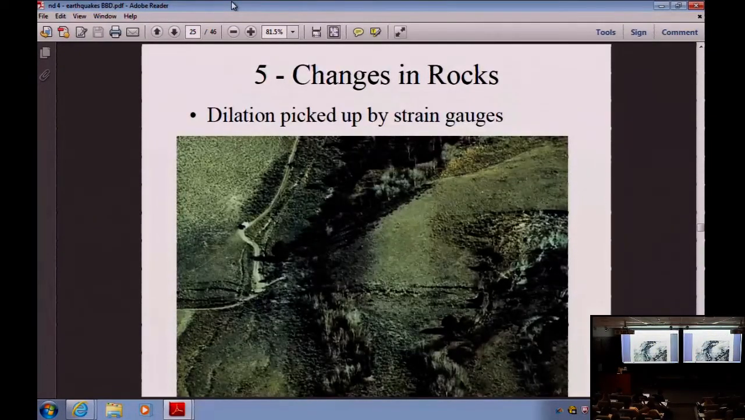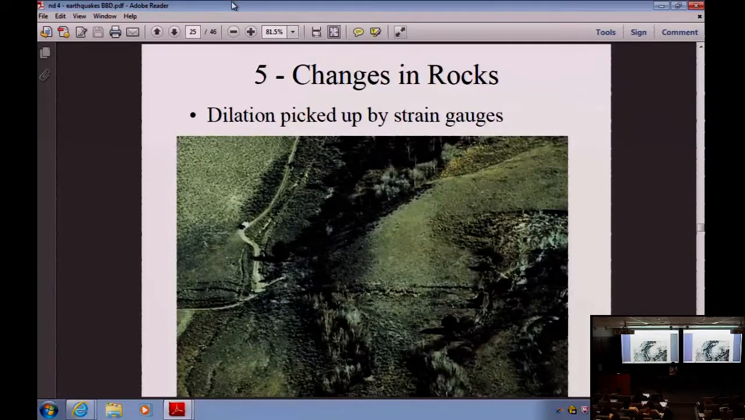Another thing that can happen, mostly because rocks or sediments expand and pore spaces fill with water or change the rock's properties in some way. So we put these strain gauges in, and there's some evidence that sometimes, this is part of the San Andreas fault here, right before an earthquake actually goes, there's a slight expansion that can be picked up by strain gauges. So this is an area of active research.